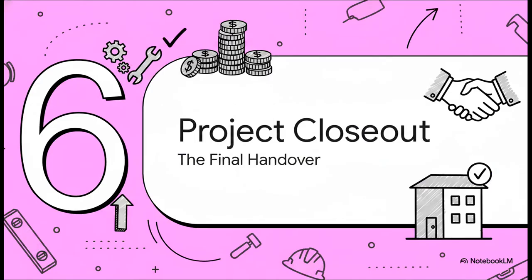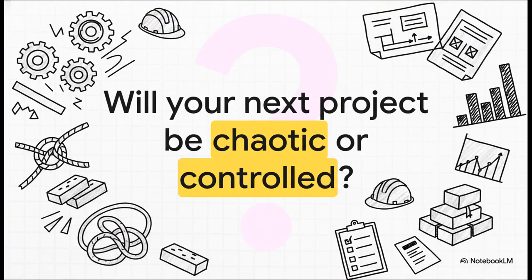Finally, we reach Section 6, the successful project closeout. This is where the magic happens. Physical execution wraps up, final client billing occurs, that sweet retention money is officially released, and the completed, fully tested project is proudly handed over to the owner.